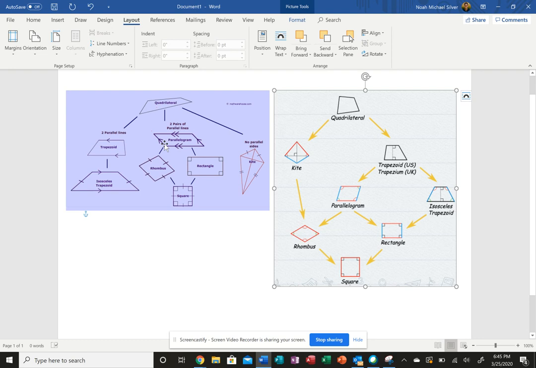In terms of which one I would use when presenting, I'd probably start with the purple one because it really does branch them off nicely with nice labels as to one set of parallel lines, two pairs of parallel lines, and no parallel lines. And it really does show the breakdown as to, okay, cool, these are all kind of separate in their own ways at first.